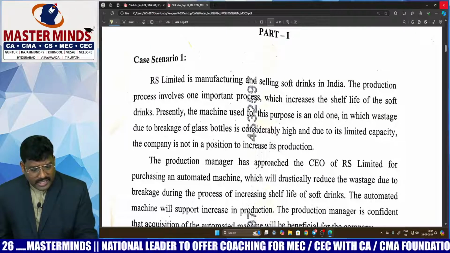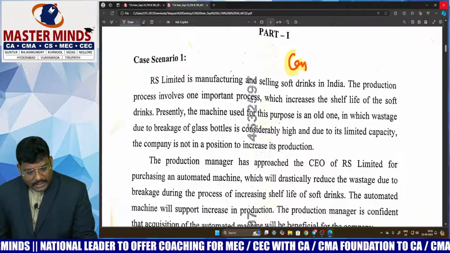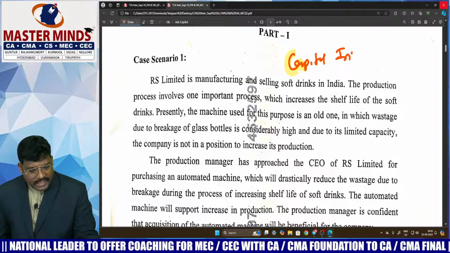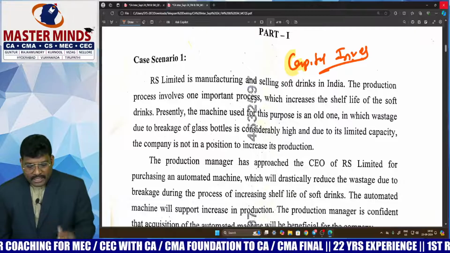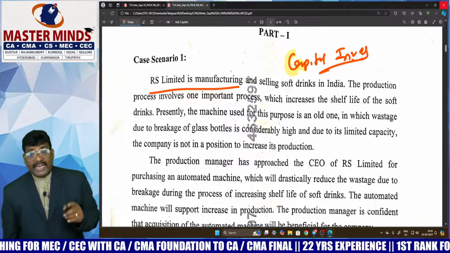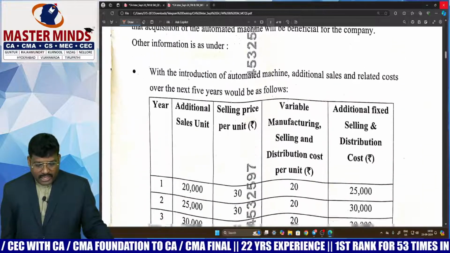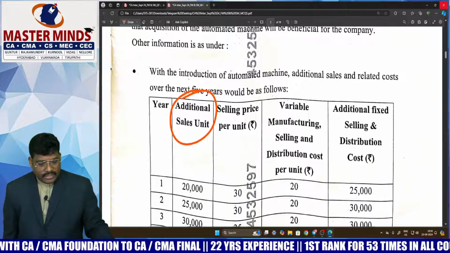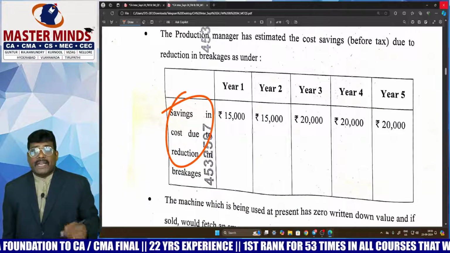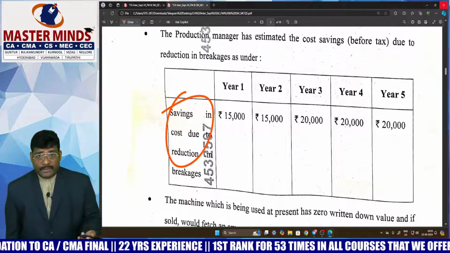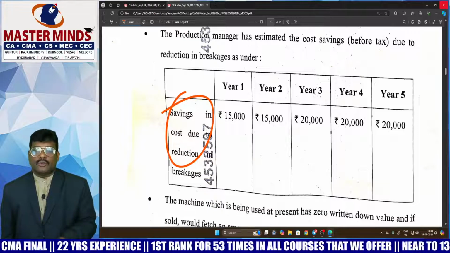This question was taken from capital budgeting, that is nothing but investment decision. This model is already covered in our material. The simple thing is that a company already has some existing machine, and in order to make more additional sales units and to reduce its present maintenance cost, the company is planning to buy an additional machine. So whether this machine is worthwhile or not is the theme of this question.